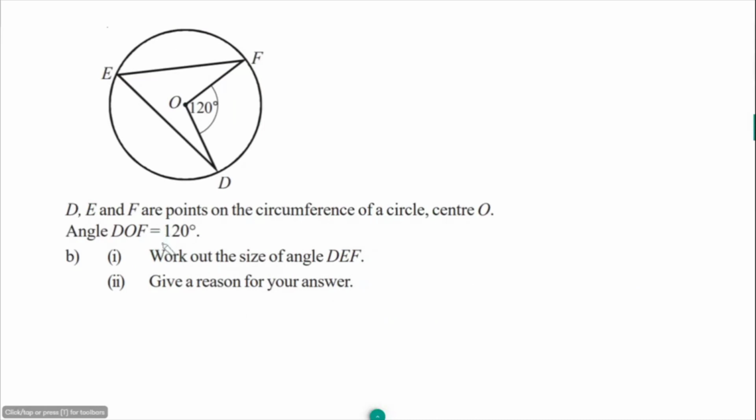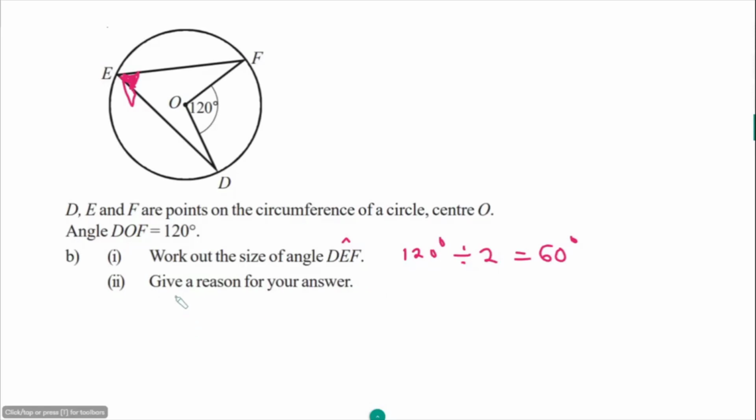Now, D, E, F are points on the circumference of the circle with center O, and angle DOF is 120 degrees. Now, we need to work out the size of angle DEF. Remember, your focus is on the middle letter between DEF, and that's angle E. So this is where I'm looking for angle DEF here. Now, if here is 120 degrees, definitely this angle is going to be half of it, because angle at center is twice the angle at the circumference. So this angle is going to be 120 degrees divided by 2, and that's going to give you 60 degrees.